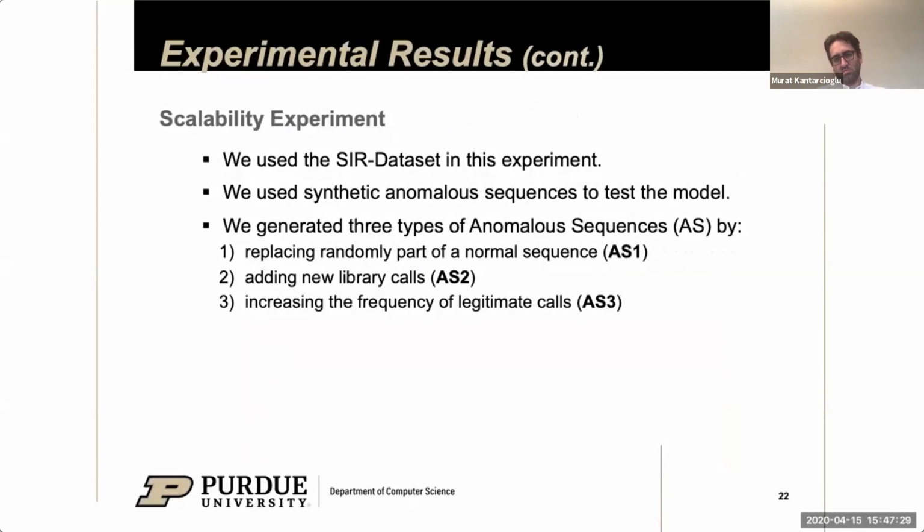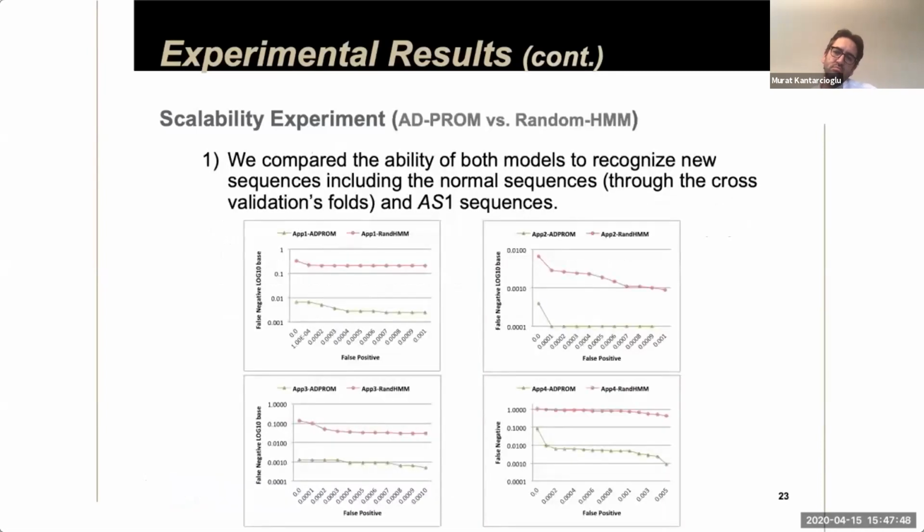We generated 3 types of anomalous sequences, one by replacing part of a normal sequence and adding random calls from set of legitimate calls. The other type, we add new calls. And then the third type, we increase the frequency of some of the legitimate calls. We compared the performance of AD-BROM and the regular hidden Markov model that initializes the model randomly. We evaluated the ability of both models to recognize new sequences, including the first anomalous sequences and the normal sequences. We can see from the curves that AD-BROM outperforms the random hidden Markov model in all cases.